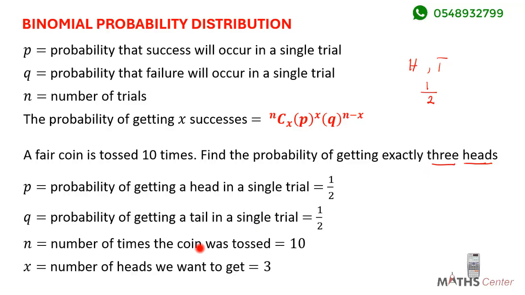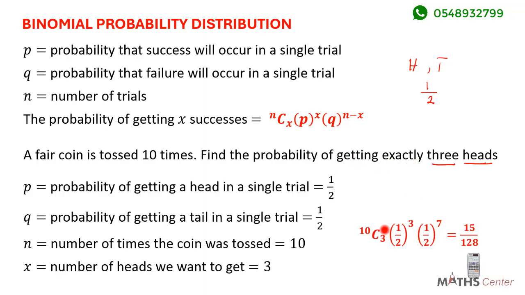That's the number of heads we want to get. The probability of getting a head is success. But how many times do we want that to occur? We want that to occur 3 times. So X will be the number of heads we want to get, which is 3. So we have the value of N, we have the value of X, we have the value of P, and we have the value of Q. We can substitute them into this formula to get the probability of getting exactly 3 heads.